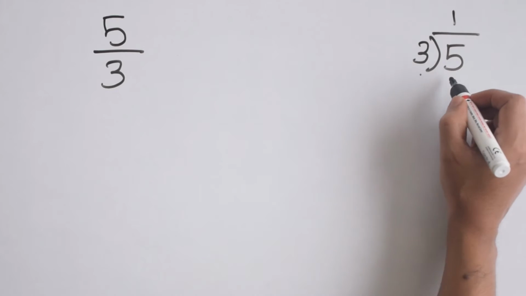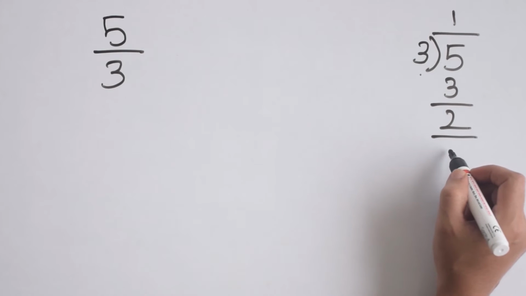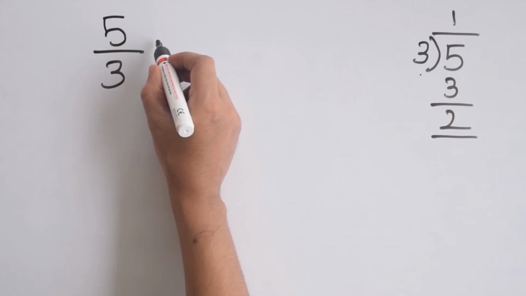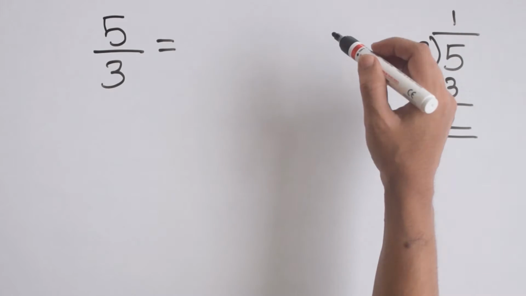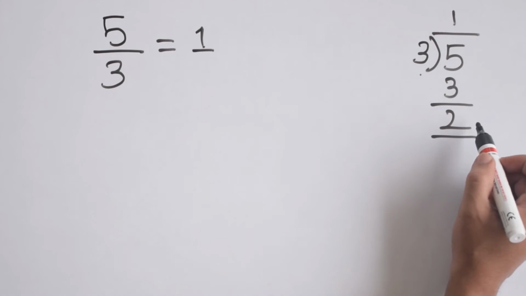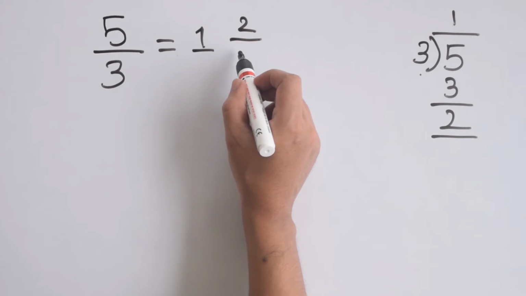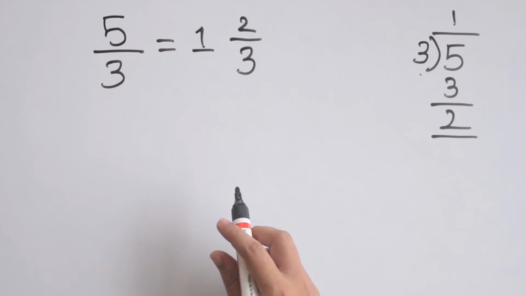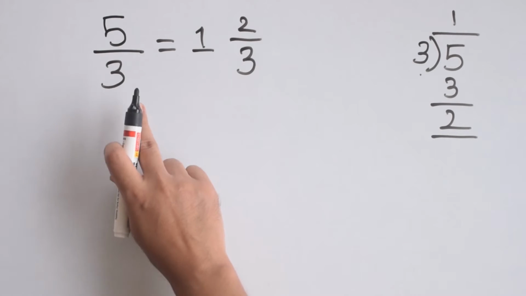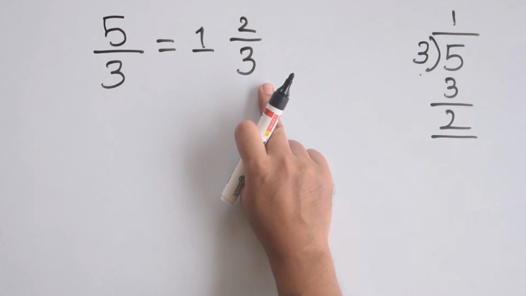So 3 times 1 is 3. We get the remainder 2. So this quotient becomes the whole number here, which is 1, and then the remainder becomes the numerator 2 and the divisor becomes the denominator 3. So 5 by 3 becomes 1, 2 by 3.